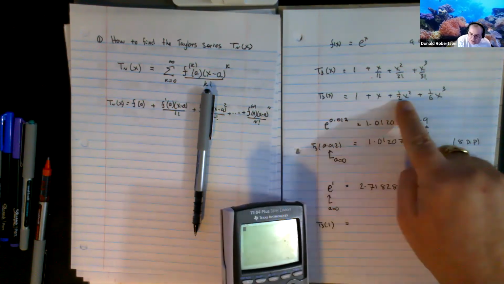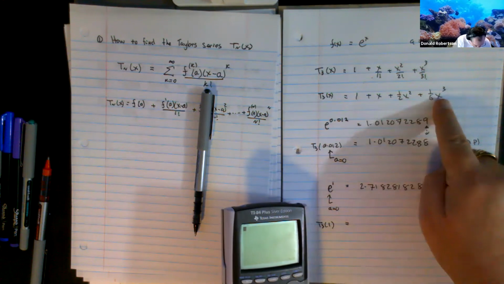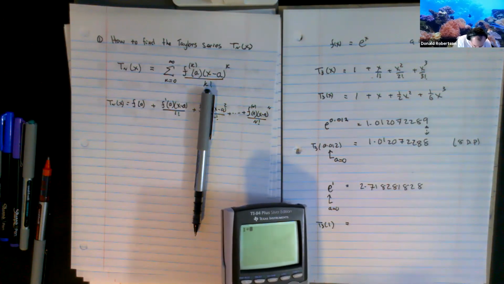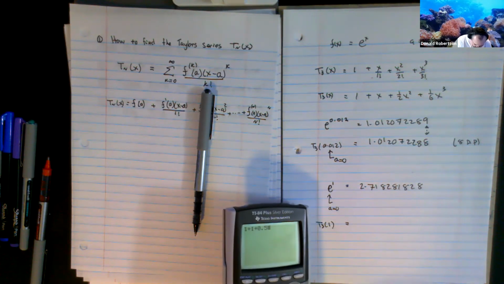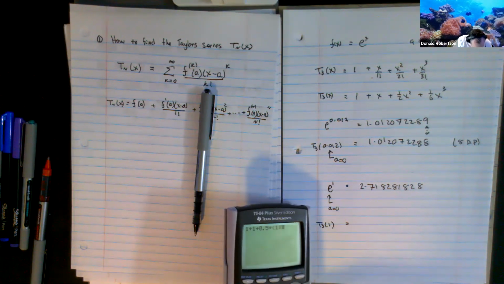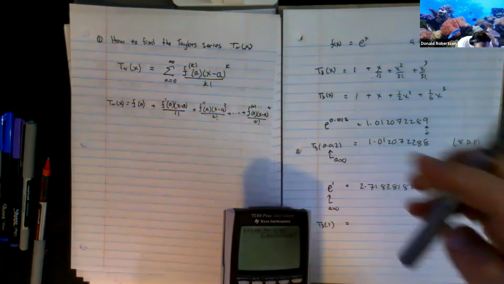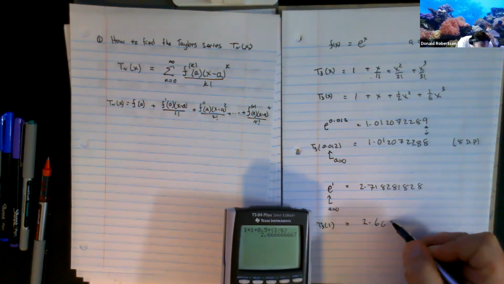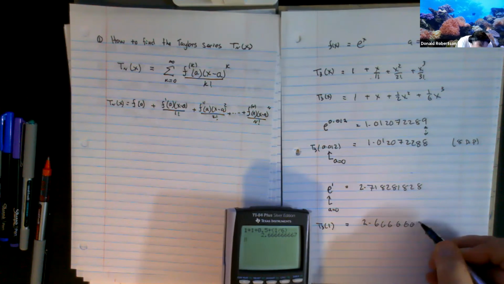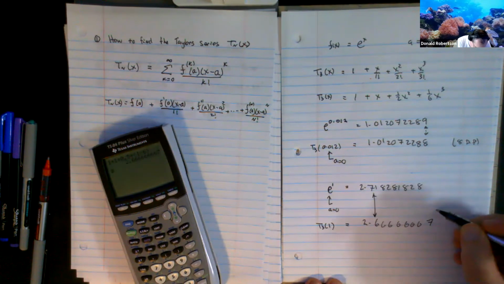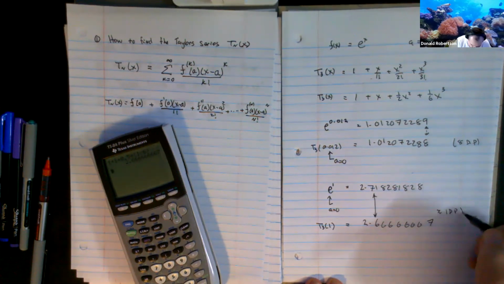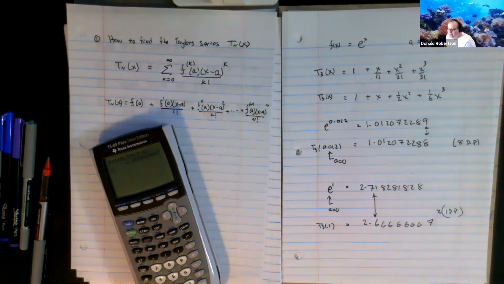So I'm going to use this fella at x equals 1. So it's going to be 1 plus x, which is 1, plus a half of 1 squared, which is just a half, plus 1/6 of 1 cubed, which is really just a sixth. And the answer I get is 2.666667. Not very good. I'm not going to do the next one.